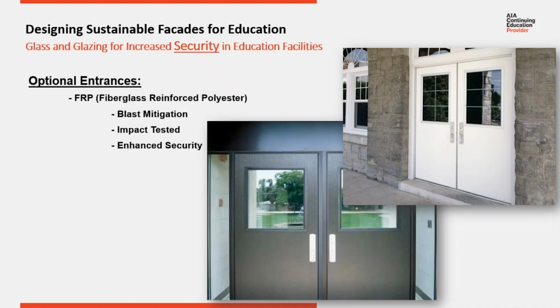The center is a high-density foam that expands while the door is in a press, containing the foam to create a very dense, firm core that holds up to impacts and blast. This makes for a very secure and very strong entrance. FRP entrances have been tested for blast mitigation and impact applications. Vision glass can be included in FRPs, and the size can be determined on a project-by-project basis.